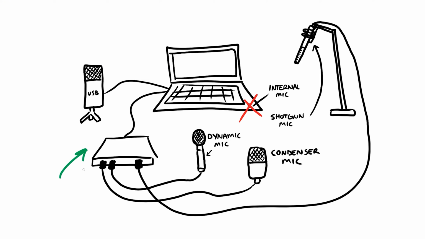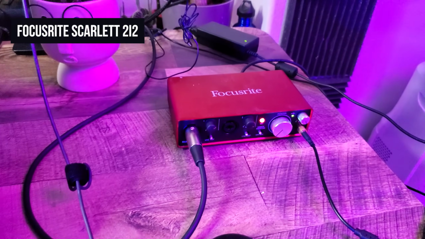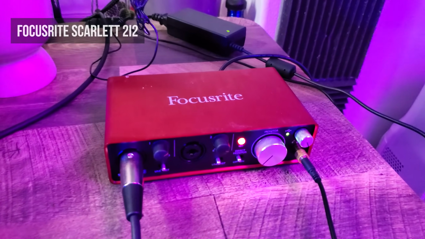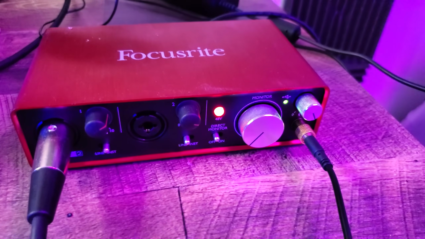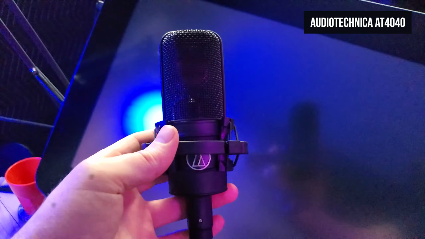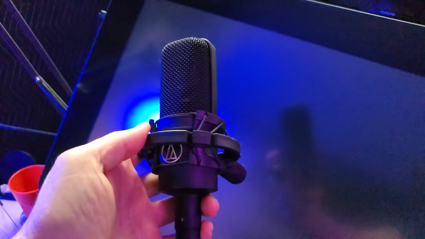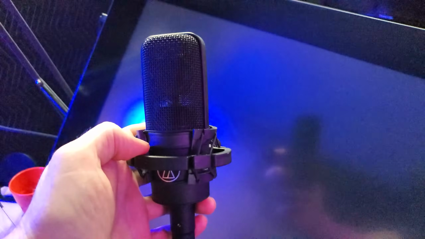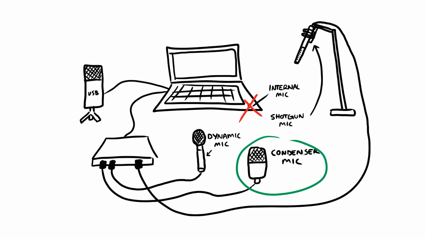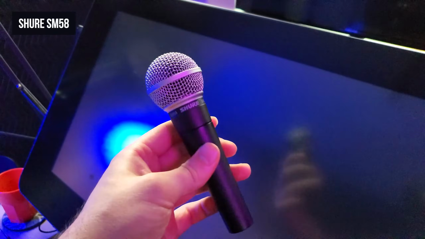Alternatively, you can purchase a USB audio interface like the Focusrite Scarlett 2i2 and connect a standard XLR microphone to it, like this Audio-Technica AT4040. Microphones are a separate topic for another video, but a studio condenser mic like this, or a shotgun mic, work well for voiceovers. Dynamic mics are also okay, but you have to be very close to them.